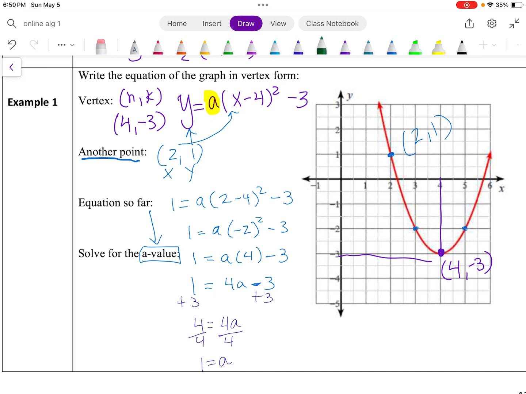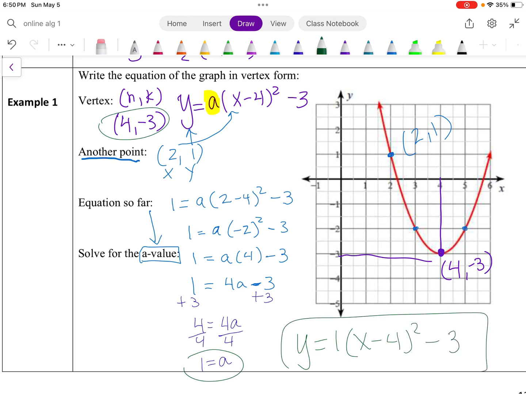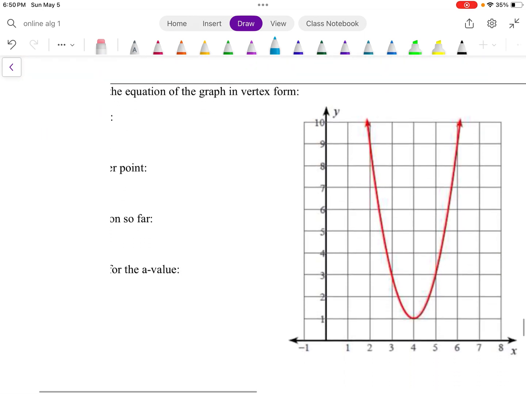Now we have everything we need to write our vertex form. So if we put this all together, here's my h, k, here's my a value. So our equation is y equals 1 times x minus 4 squared minus 3. There's our vertex form. So in order to write vertex form as an equation, all you need to do is find h, k and then find a by solving.